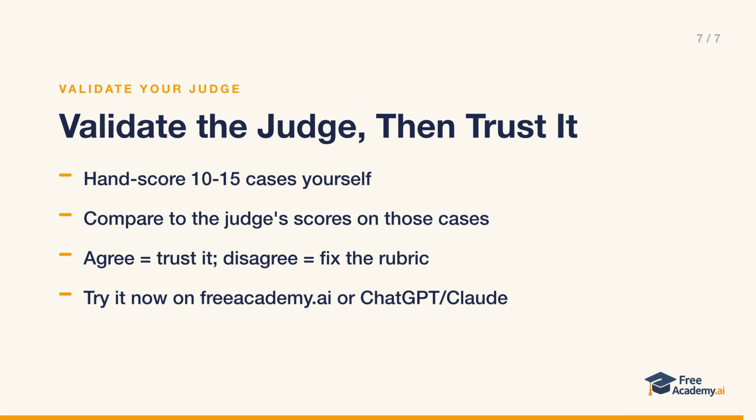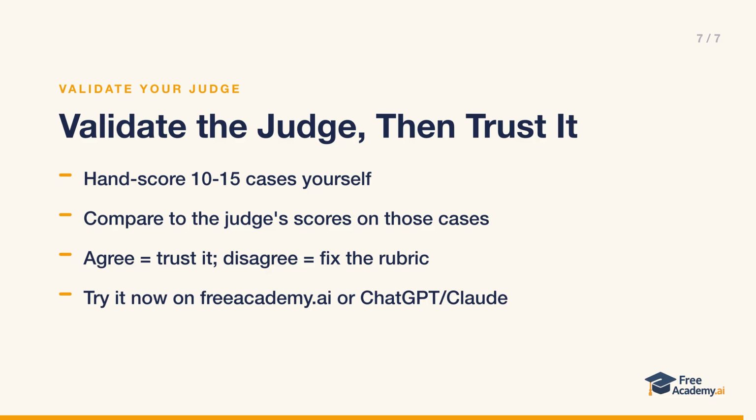Here's the step almost everyone skips, and it's the one that makes your eval trustworthy. Check that your judge agrees with a human. Hand score 10 to 15 cases yourself using your rubric, then have the judge score those same cases and compare. If the judge mostly agrees with you, trust it on the rest of the set. If it disagrees often, your rubric is too vague or your judge prompt needs work, so fix that first. This calibration step is what separates a real evaluation from a number that just looks rigorous.